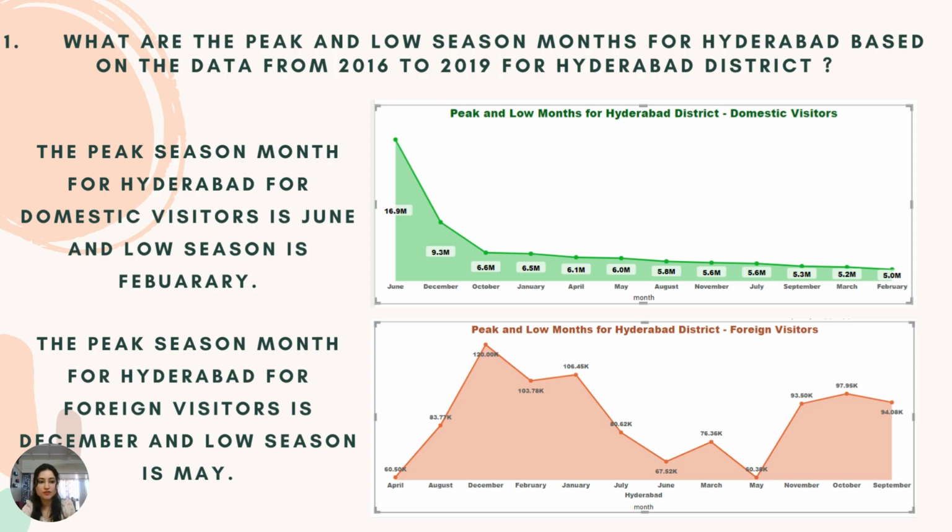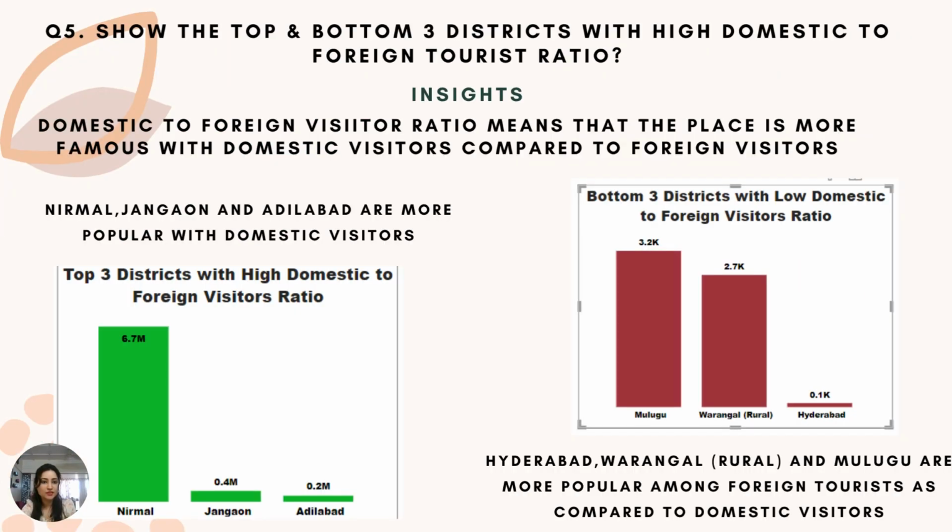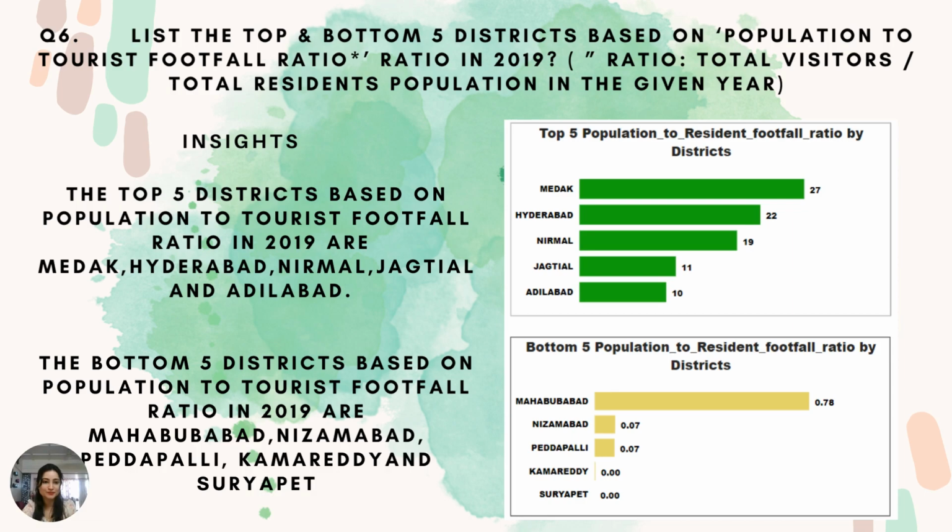And for the foreign visitors, the peak month is December and the low season is May. Now we need to show the top and bottom three districts with the highest domestic to foreign tourist ratio. What does the domestic to foreign visitor ratio mean? It means the place is more famous with domestic visitors compared to foreign visitors. From here we can see that Nirmal, Jangaon and Adilabad are more popular with domestic visitors. Hyderabad, Warangal Rural and Mulugu are more popular among foreign tourists as compared to domestic visitors.